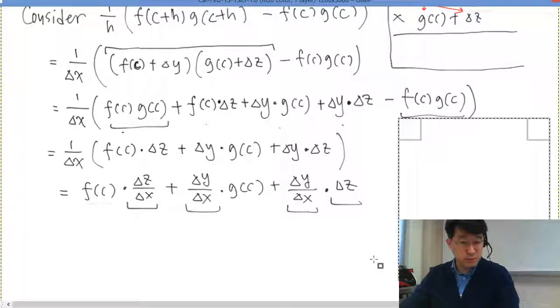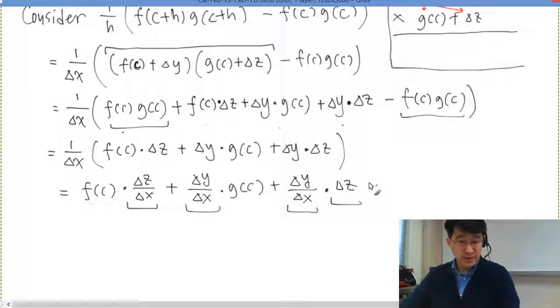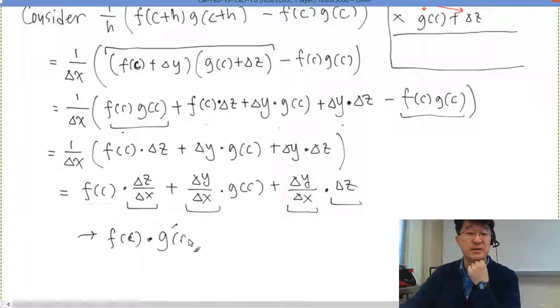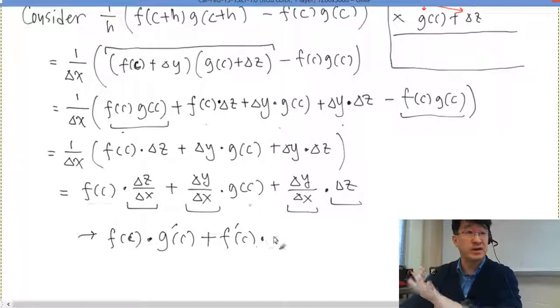next step, use this three-letter thing you have long forgotten called BLP, right? By BLP, f of c, there's no delta x in it, right? f of c is just f of c. What happened to that guy? Delta z divided by delta x. Where does it approach? g prime of c. Thank you. How about this one in here? f prime of c. How about this one in here? Not changing at all. It's always there, right? So g of c.